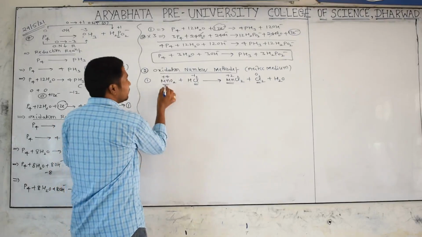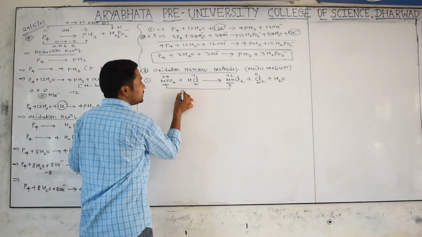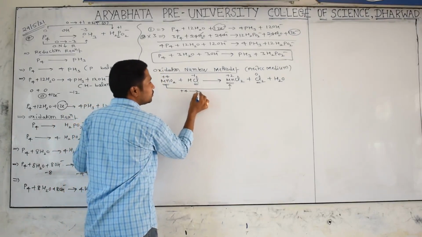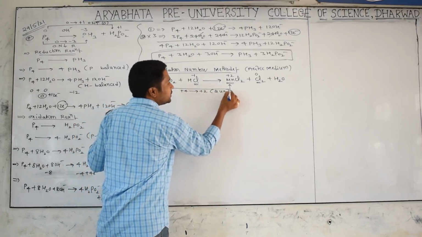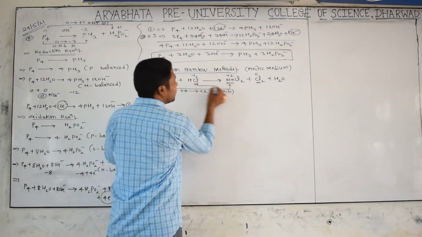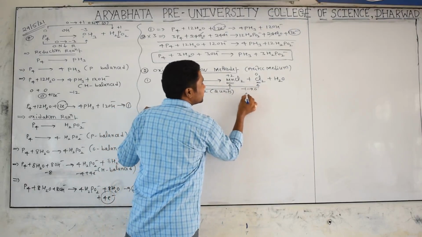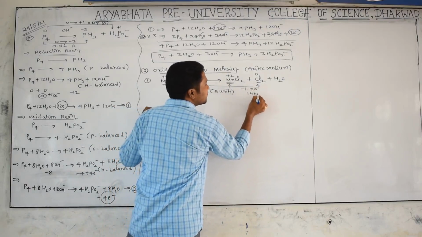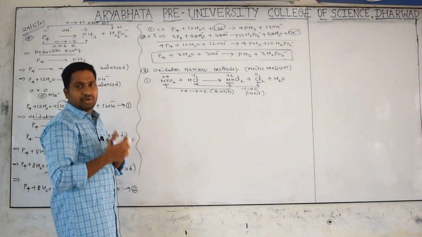Now, manganese, you focus. Manganese oxidation number is changing from where to where? Plus 4 to plus 2. How many units is it changing? 2 units change is there for each manganese. Okay, here chlorine oxidation number is changing from where to where? Minus 1 to 0, meaning the change in oxidation number of chlorine will be how much? 1 unit.